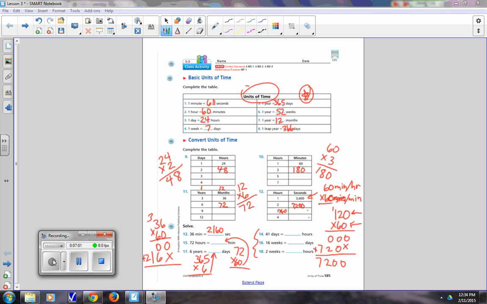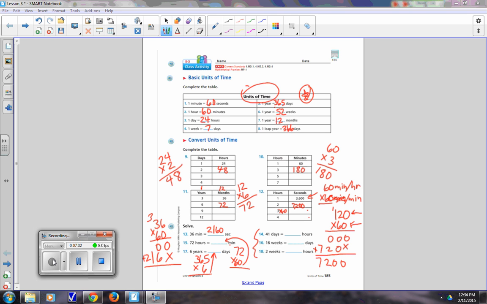If I want to do 72 hours, I know that in each one of those hours, there's 60 minutes. So I have to multiply 72 hours times 60 to figure out how many minutes there are in 72 hours. I know that there are 365 days in a year. If I want to know how many days are in 6 years, I have to do that number 6 times.